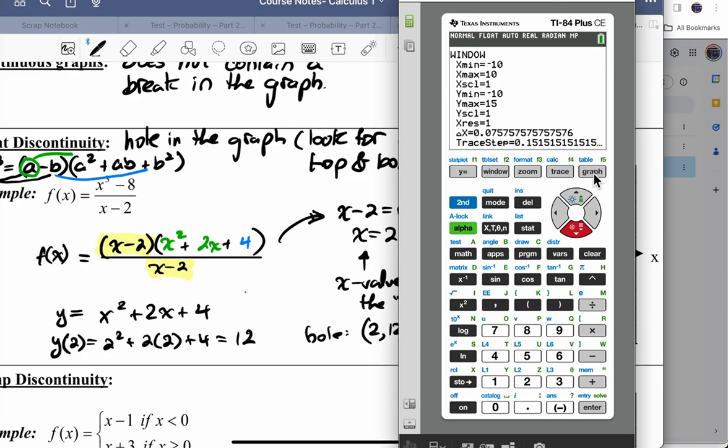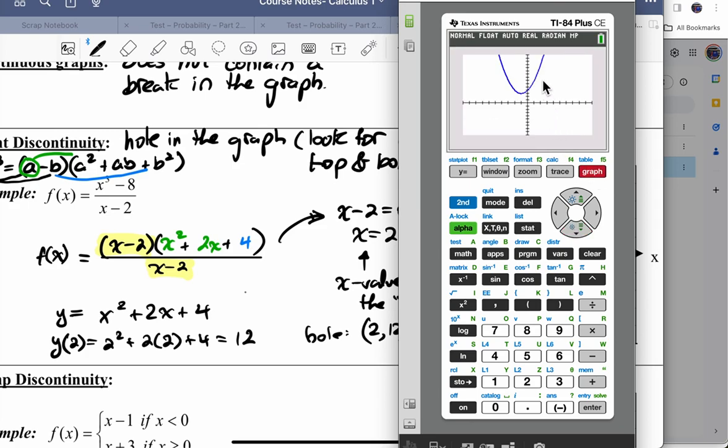If you then do a zoom 6, you're going to undo all your changes. It happens all the time. That's why I'm bringing it up. But I know that there's a discontinuity.